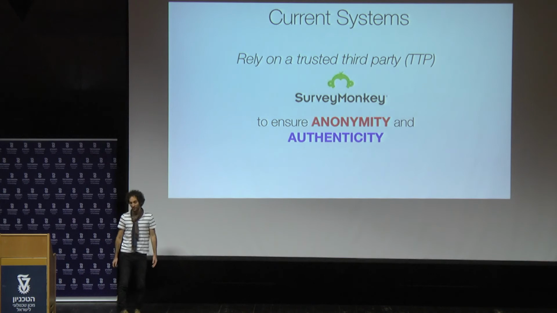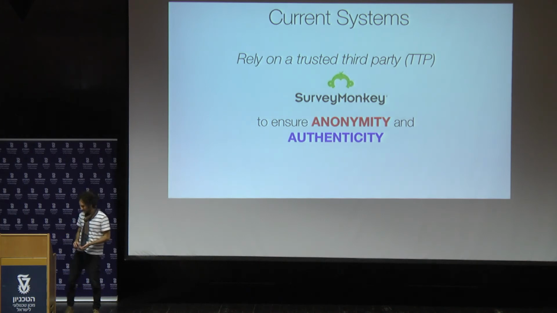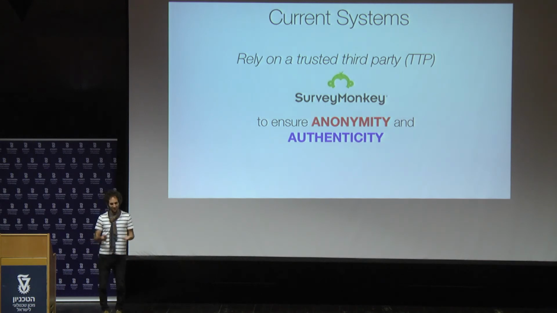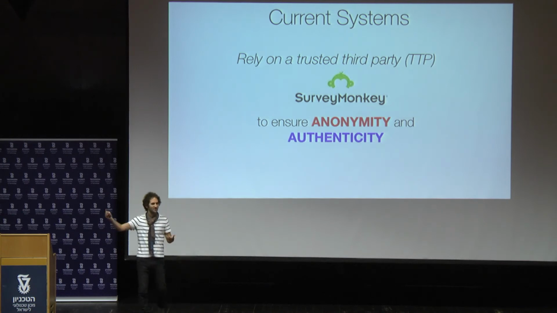And so what do people do today? Today, you try to achieve them by relying on a trusted third party. The most common such trusted third party today is this company called SurveyMonkey. They're very widely used, and so we just trust them to ensure authenticity and anonymity. You create your survey with them, they collect the responses, and they promise to not reveal who said what to the survey collectors. But they have everything, right?